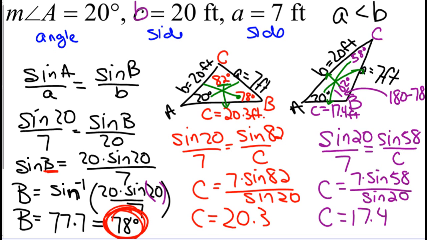So here you go. You've got the entire thing done. It is one example of angle side side or side side angle, the ambiguous case of law of sines.